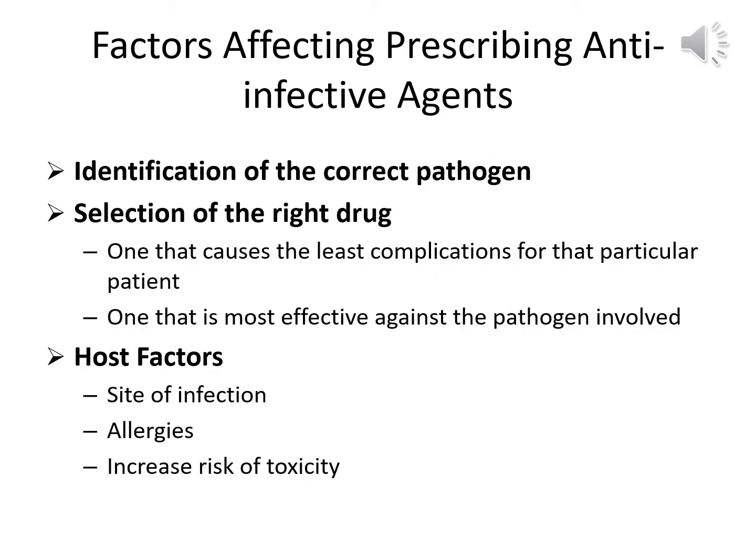As we're going to learn, there's a lot of different classes of antibiotics, and they all have their pluses and minuses, their strengths and weaknesses. And so, how do we go about deciding which one to use? Number one is always identification of the correct pathogen. And typically, we do that with our culture and sensitivity, which we'll cover in a second.